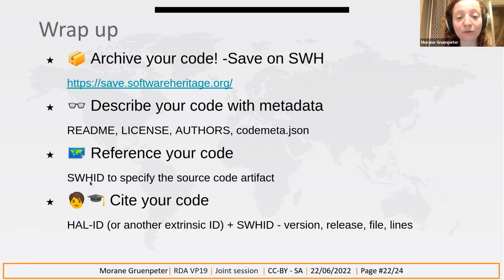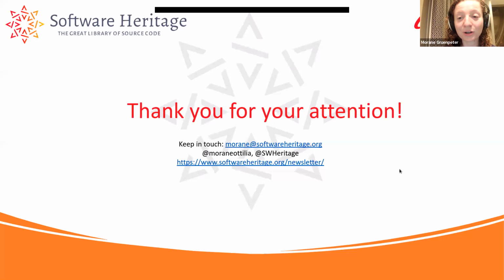Use a SWHID to reference a specific source code artifact, but to cite your code, you need both extrinsic and intrinsic identifiers. Here we propose the HAL ID with the French National Archive, but there is also the possibility to have other extrinsic identifiers like the DOI. So thank you very much for your attention, and I will stop sharing now.